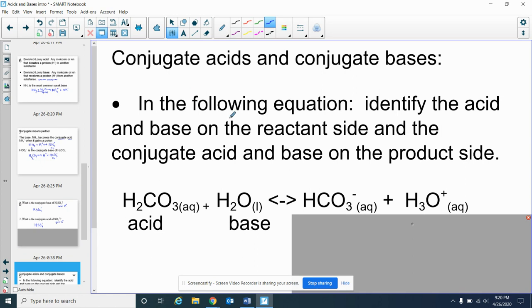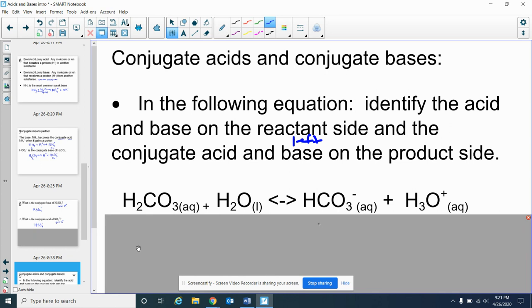So you will have a reaction shown where you have to be able to identify what's the acid and what's the base on the reactant side. And for our purposes here, we're going to always consider the reactant side being the left side of the equation. And then on the other side, we're going to identify what the conjugate acid is and what the conjugate base is.